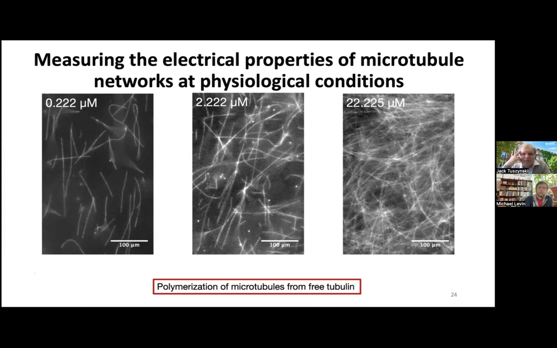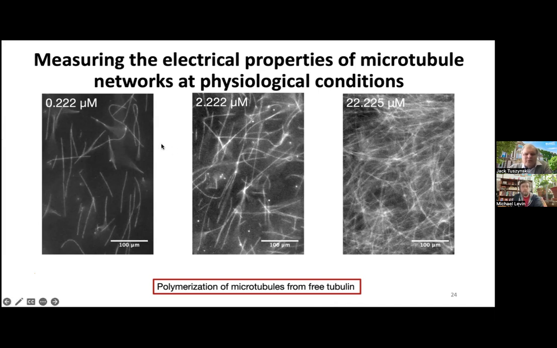Here are the micrographs of our experiments with 3 different concentrations of tubulin. You can see here microtubules labeled fluorescently, and they show up as white streaks. It looks a bit like spaghetti, I guess, or some random networks. But this is in vitro, right? This is a cell-free system here. Yes, this is in vitro, exactly, purified tubulins.